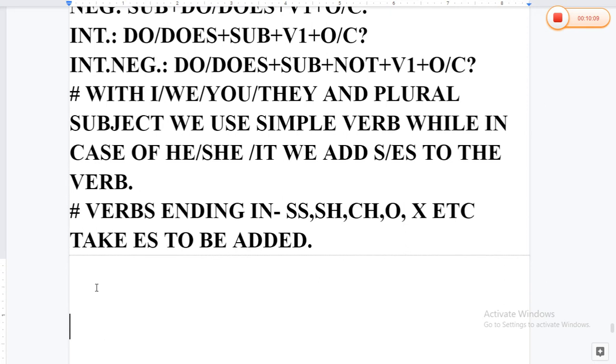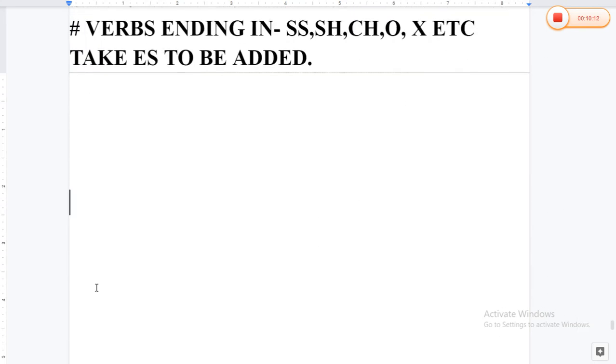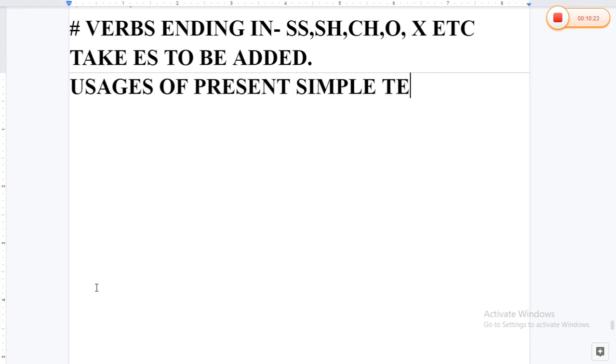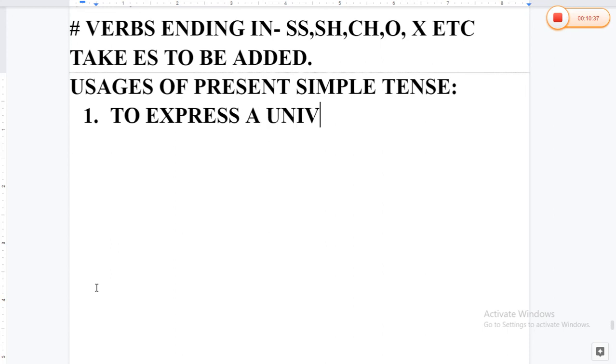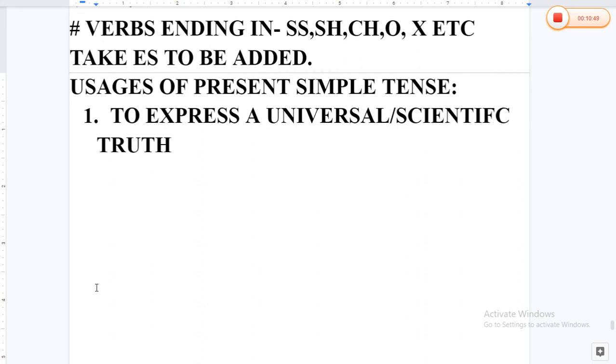Before we go for examples, let's see some usages of present simple tense. First, to express a universal truth, or you can say scientific truth.